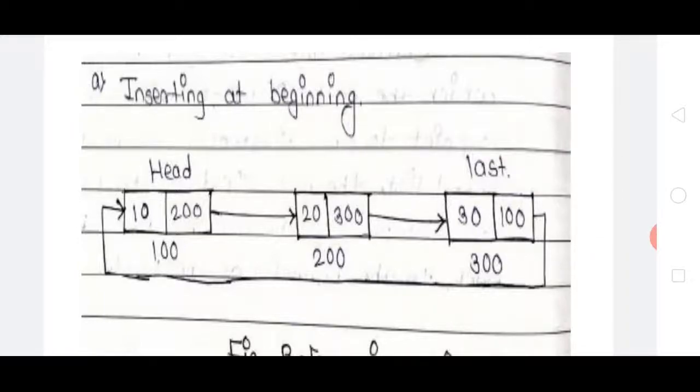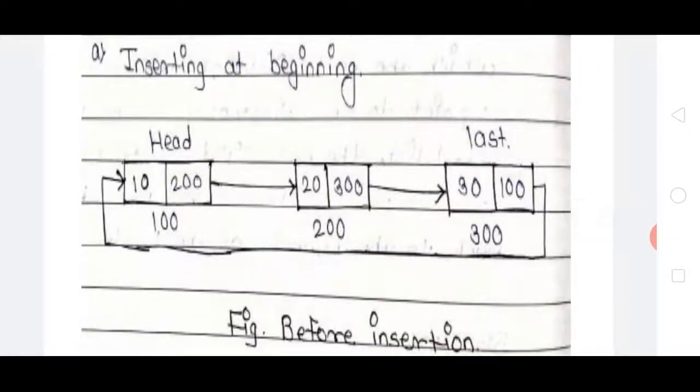Now we can see one figure, inserting at beginning. The name of the figure is before insertion, which contains three nodes. The first node contains the element 10, the second node contains the element 20, and the last node contains the element 30. These three nodes are connected with each other by using pointers. And here we can see carefully the last node is connected to the first node, which is called a circular linked list. Now we are going to perform the insertion operation, inserting at the beginning of the list.